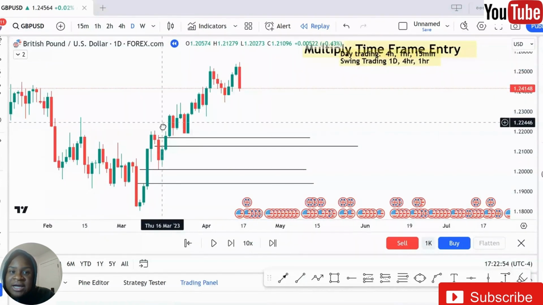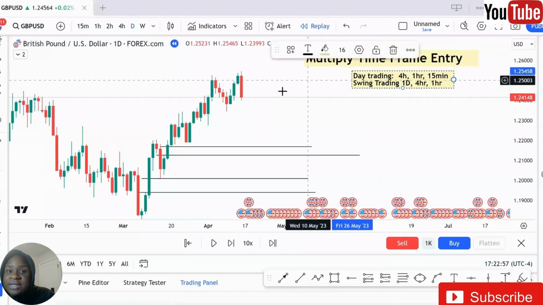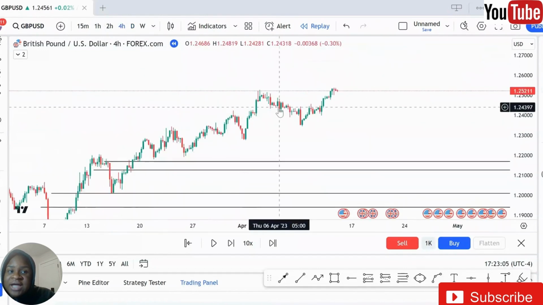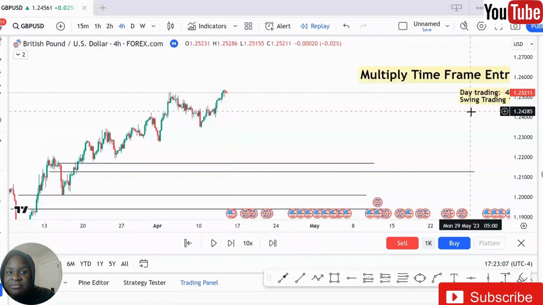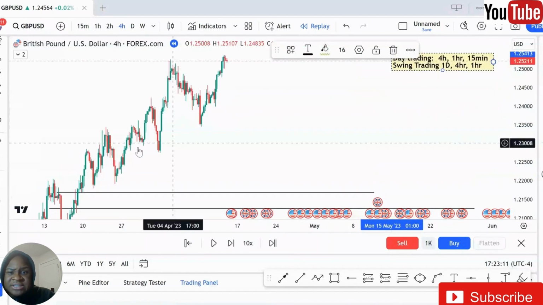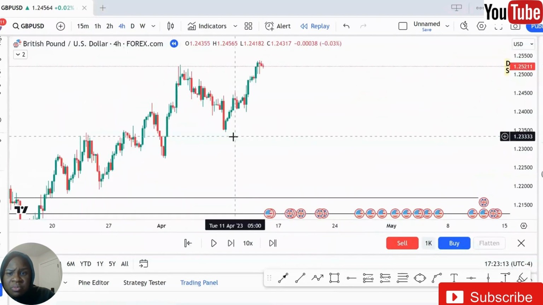But you don't enter. This analysis helps you to get good confidence when you want to enter the trade using the multiple time frame entry scenario. Now I can come down to 4 hours. For those that are day trading, they start their higher time frame from 4 hours, but they go and look at 1 day just to see what 1 day is giving them, which is more of a bullish momentum.